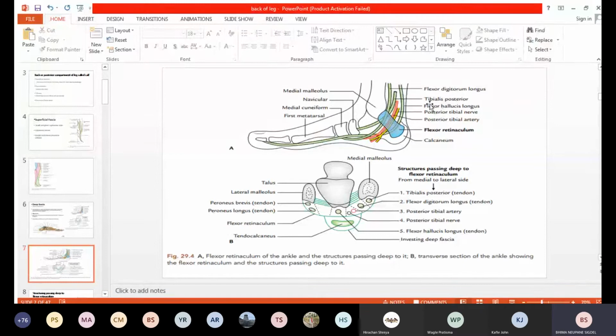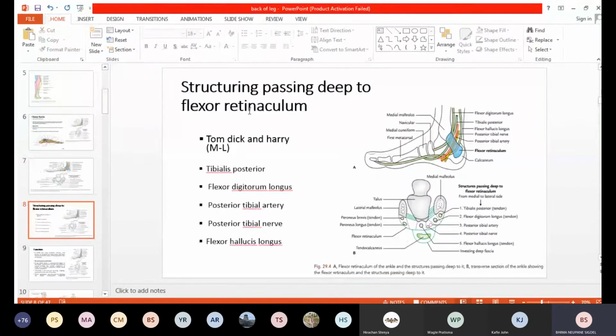So hallux means the great toe. Okay, so flexor means the function is the flexion of the great toe, and it is long, so longus. So flexor hallucis longus. Okay, and this is the formula. And the flexor digitorum longus will go to the lateral toes. Okay, they will cause the flexion of the lateral four toes. Okay, these are the structures passing beneath the flexor retinaculum. Very, very important.